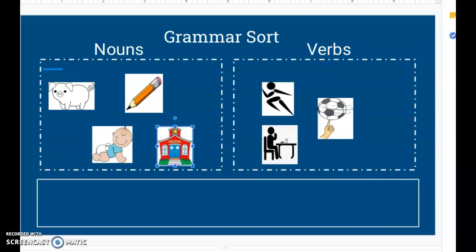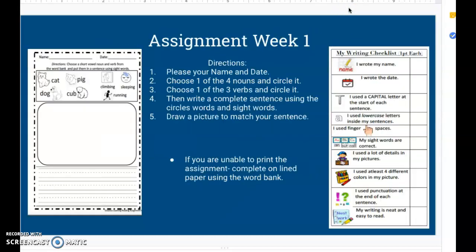All right, we're almost done with our lesson. So we have learned a bunch of different skills today. So your assignment for this week, you guys have seen papers that look like this before. It looks like our routine writing that we do at school. First thing you're going to do is write your name and date.